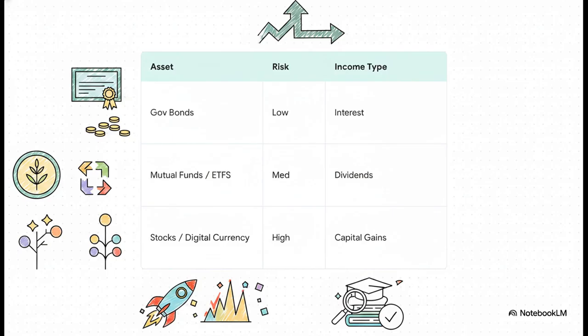Step it up a notch, and we have mutual funds and exchange-traded funds, or ETFs. These offer medium risk by diversifying your money across many assets, yielding both dividends and capital gains. At the high-risk end, individual stocks and digital currency. We're talking high volatility and heavy reliance on capital gains. Knowing how your personal risk tolerance aligns with these specific classes is mandatory for the test.